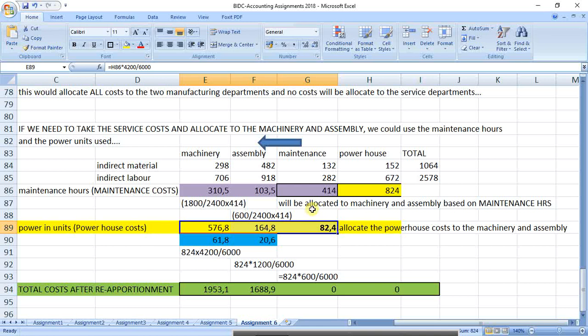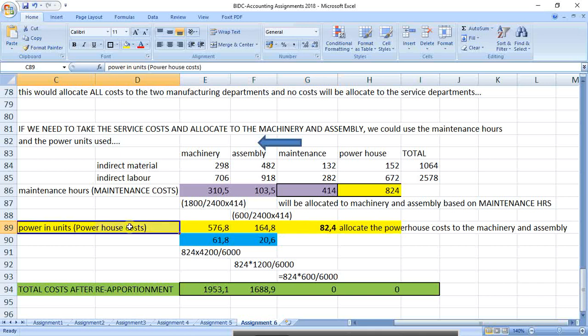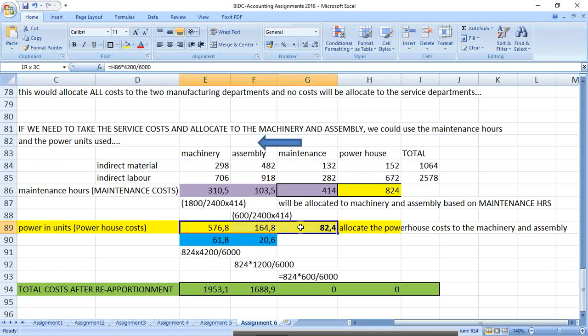Just add maintenance here, and maintenance in your description. Yeah, and maintenance. Okay, so I took the 824 and I allocated it based on what? Powerhouse costs or units? Powerhouse units, that's what we used as the basis. Okay, and then we got those answers. Alright, then do you agree this is sitting in which department? In the maintenance department.